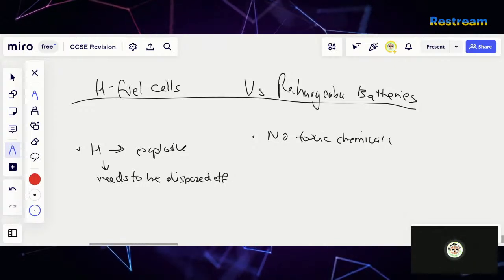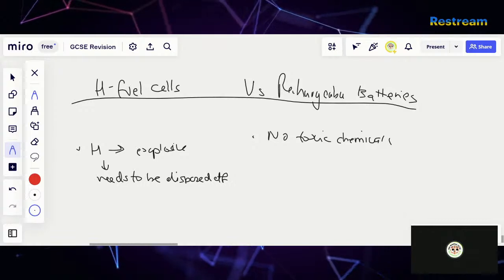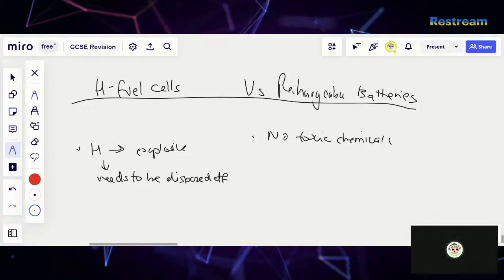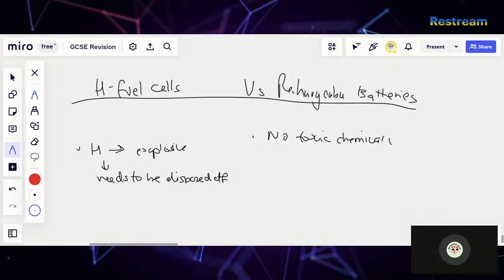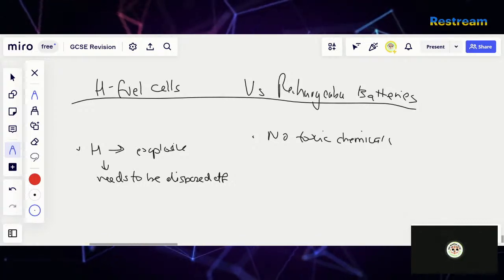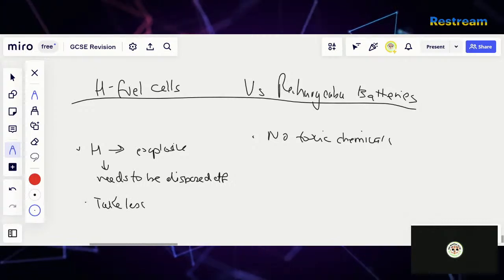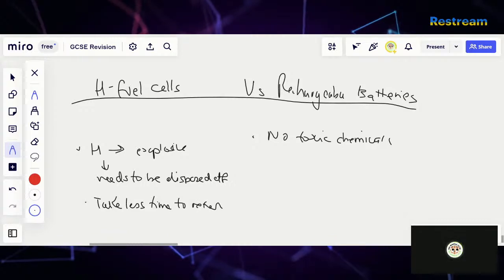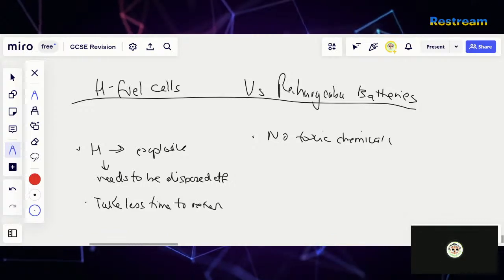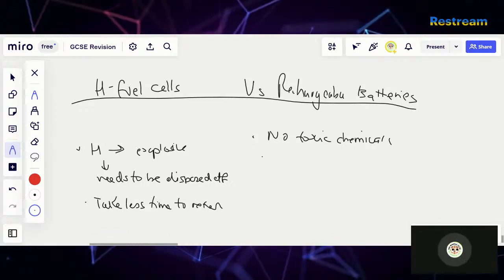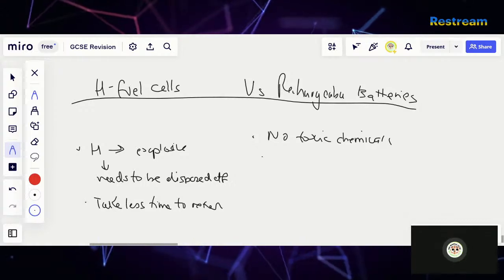Now, another thing is that hydrogen fuel cells actually take less time to refuel, because all you need to do is get more of the hydrogen and get more of the oxygen. Whereas rechargeable, you then have to charge it to get back that energy, and then you can start using it again.